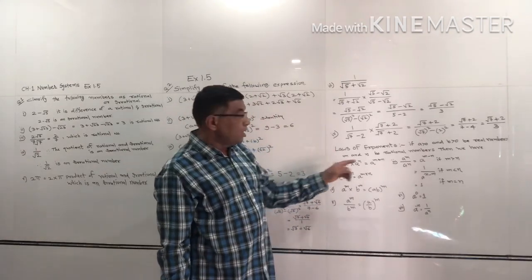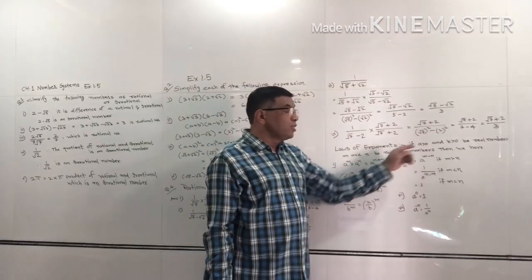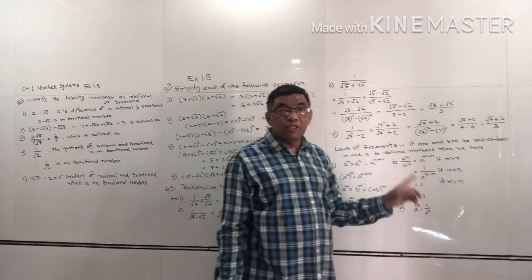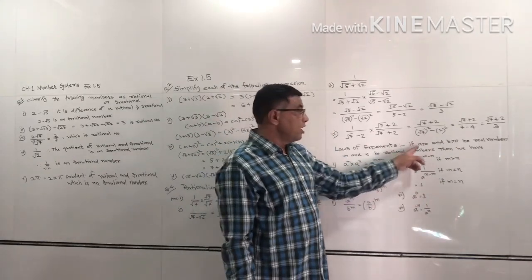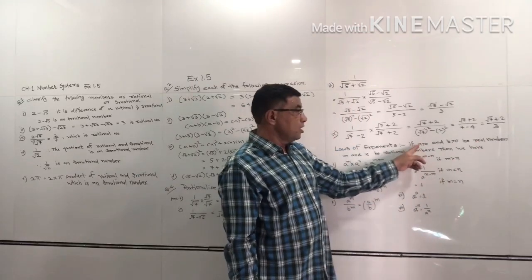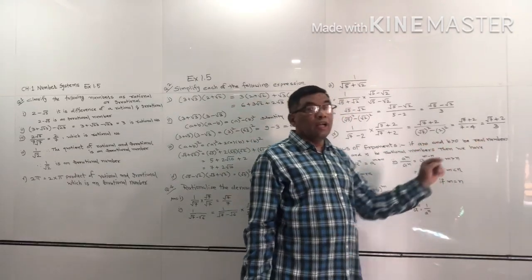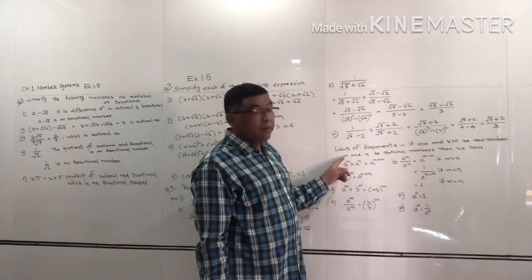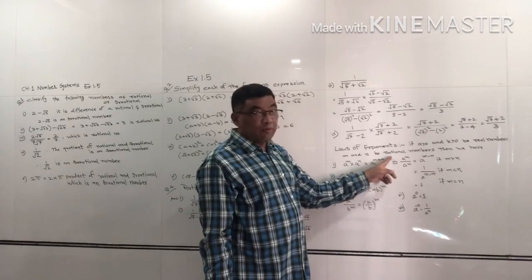Now see in that one, if a is greater than 0, it means a is positive, and b is greater than 0, it means b is also positive. It means a and b both are positive real numbers. Let m and n be rational numbers.